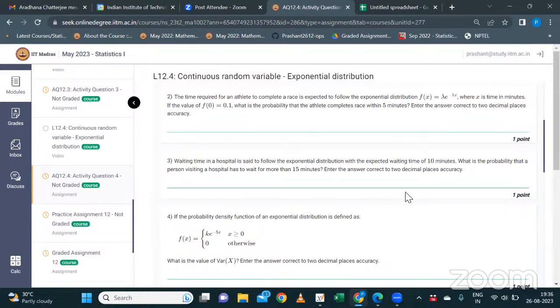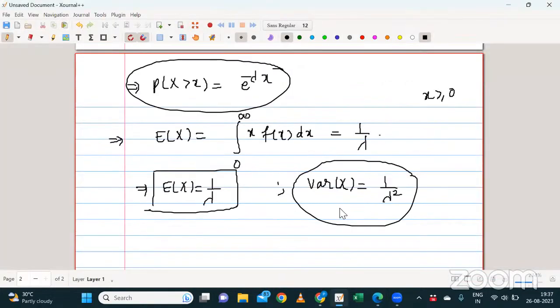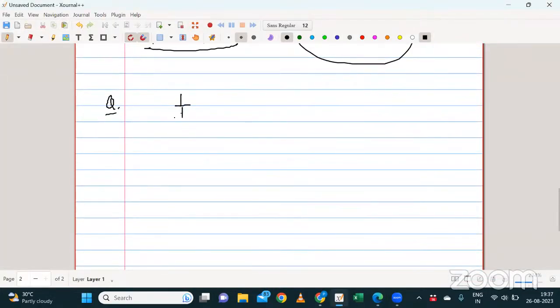Here you can say the waiting time in a hospital is said to follow an exponential distribution with an expected waiting time of 10 minutes. Is there any doubt? Be careful: it's not directly saying lambda is 10. It's saying the expected waiting time. So the expected value, which is 1 by lambda, is equal to 10. By the question, expected waiting time is given to us as 10 minutes, right? So what will be the lambda? 1 by 10, that is 0.1. So here x is following an exponential distribution with lambda 0.1, right?